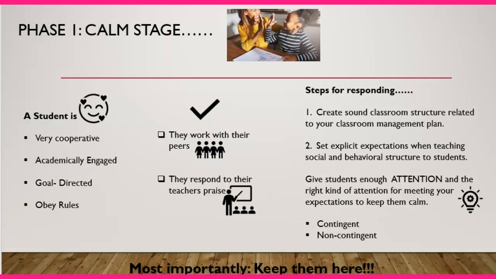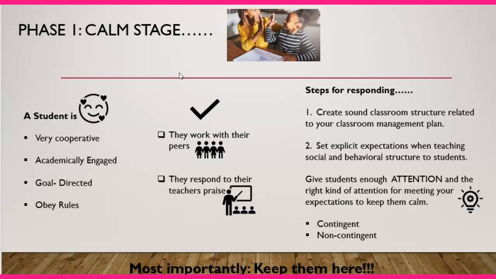Phase 1 is the calm stage. In the calm stage, the student is pretty much calm and positive and very, very happy. They are cooperating in the classroom, they're academically engaged, their goals are directed, and they definitely obey the rules. This includes working with their peers and also responding to their teacher's praise. Most importantly, we must know that the calm stage is the stage that we want every child to stay in.